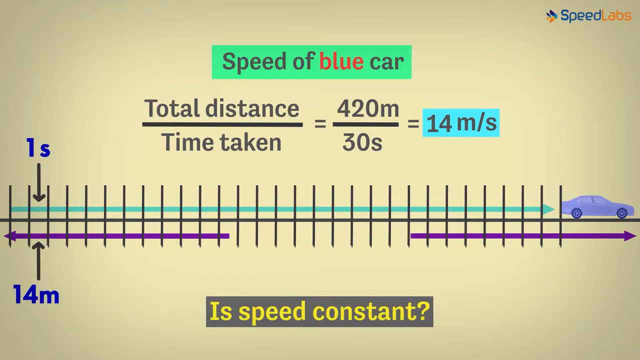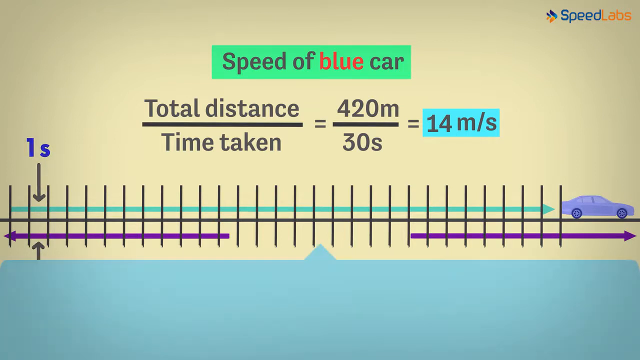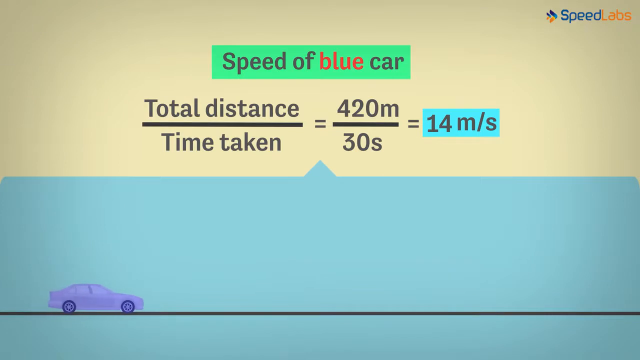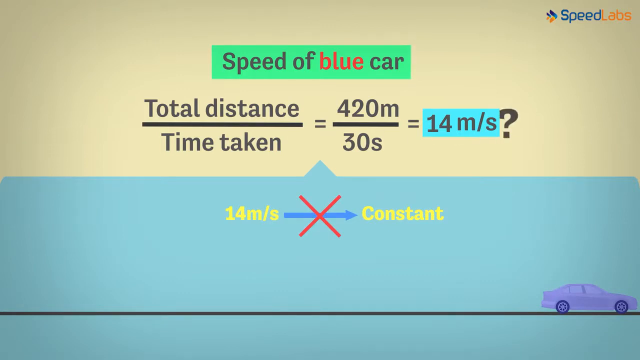No, that's not what we're implying. Because maybe the car is moving at a really fast speed initially and then it slows down in the middle and then stops and then again speeds up. So this speed does not imply that the speed is constant at 14 meters per second throughout. So what is the speed then?